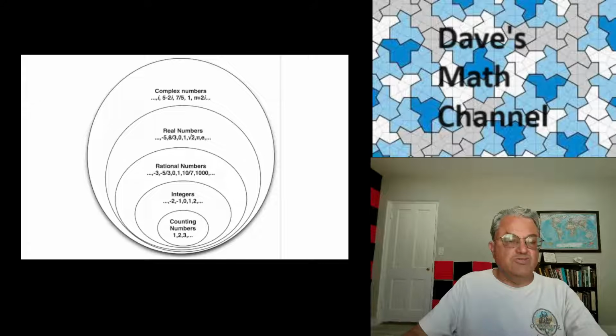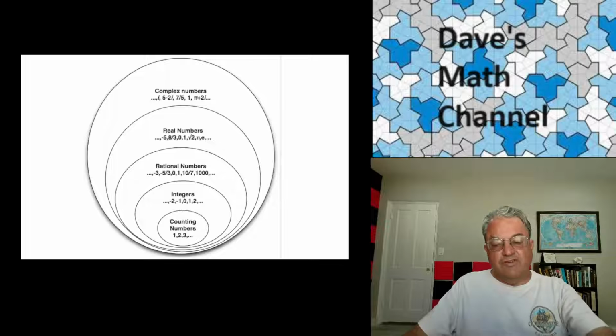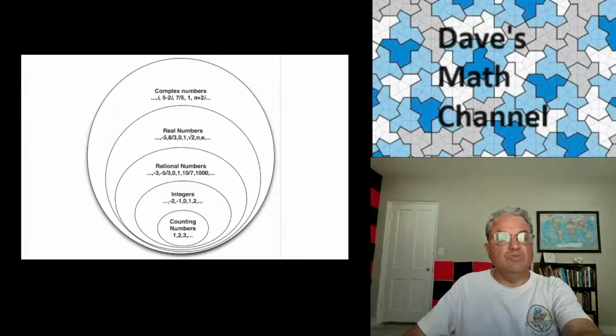And then notice that there's one more circle beyond that. That's what we call the complex numbers. These are the ones I want to talk about today. And these include what are called imaginary numbers. Every complex number that's not real is called an imaginary number. For now, just accept the fact that there's a bigger set of numbers than the real numbers that we're going to work with.